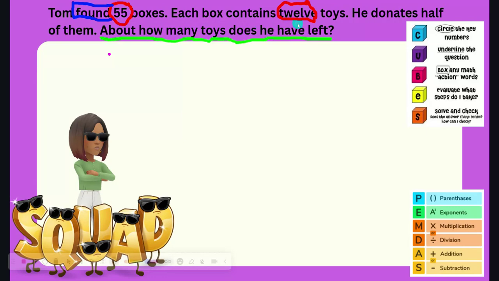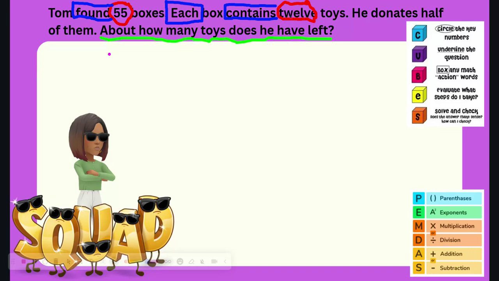Each box contains 12 toys. Write down the word that you think is important in this sentence, if there are any. All right, you should have written down the word contains. That is important. It is telling us that there are 12 toys in each, probably need to box that in too, right? Box. So found 55 boxes. Each contains 12 toys.